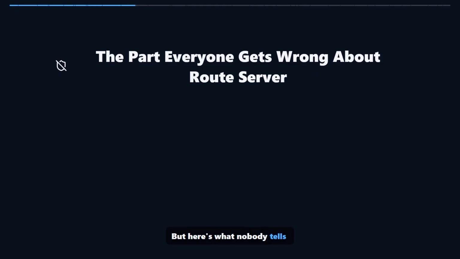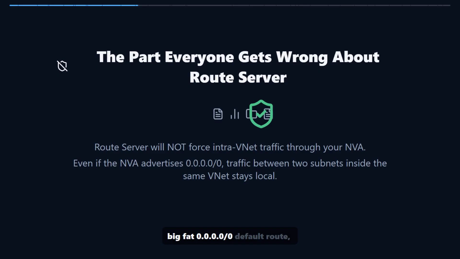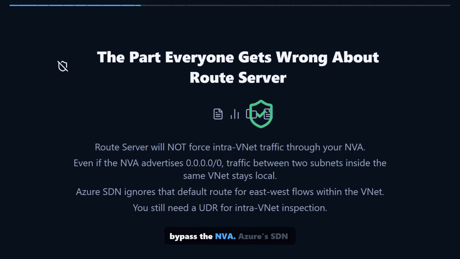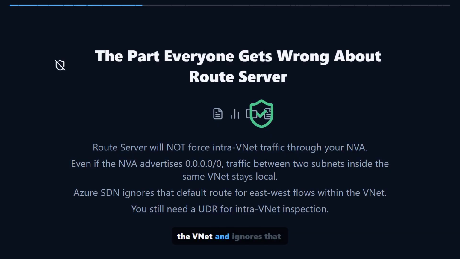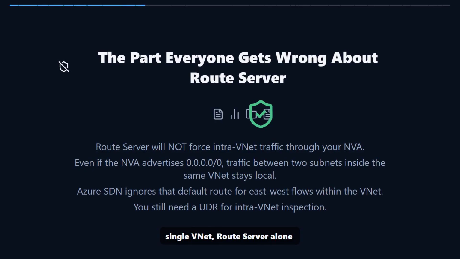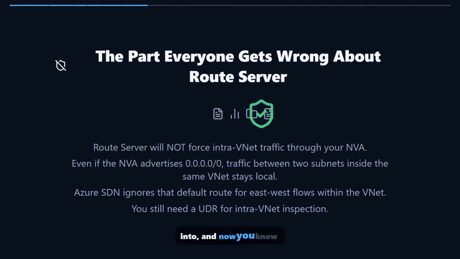But here's what nobody tells you. Even if you set up route server perfectly and your NVA is advertising a big fat 0.0.0.0/0 default route, traffic within the same VNet from one subnet to another will completely bypass the NVA. Azure's SDN stack sees a destination inside the VNet and ignores that default route. So if you need east-west inspection inside a single VNet, Route Server alone won't save you. You must still write a UDR. It's the biggest trap people fall into, and now you know it.